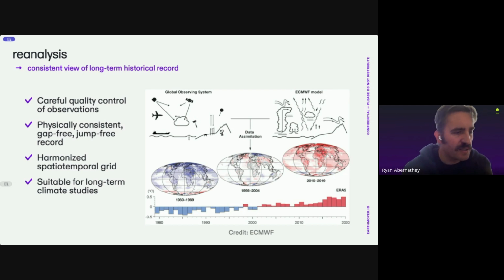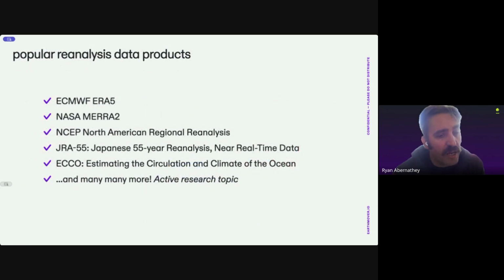And so reanalysis is the type of data that's useful for long-term historical studies of climate. So reanalysis is, for example, how we know how much the Earth has warmed over the past few decades, which is a really important piece of data for say global warming studies, right? And so here you can see another nice figure from ECMWF showing what those global air temperature trends are over time.